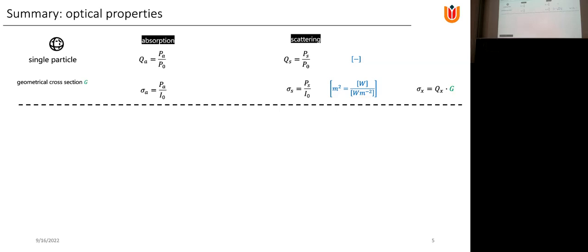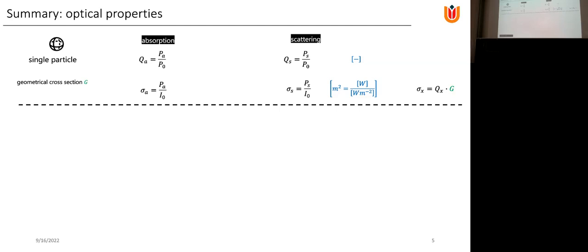So in summary, the optical properties as we discussed them, for a single particle, we had coefficients, efficiencies and cross sections. The efficiency is the ratio of the absorbed power over the incident power for the absorption efficiency, and scattered power over the incident power for the scattering efficiency, simply Q. That's a dimensionless number because it's a ratio of two powers. Then the cross section has units of area, and the absorption cross section you can calculate by dividing absorbed power by the incident power density.